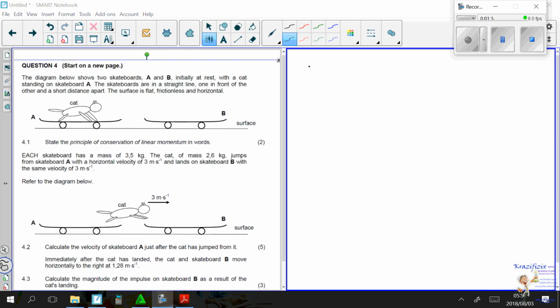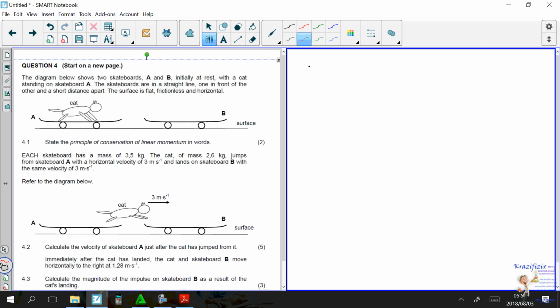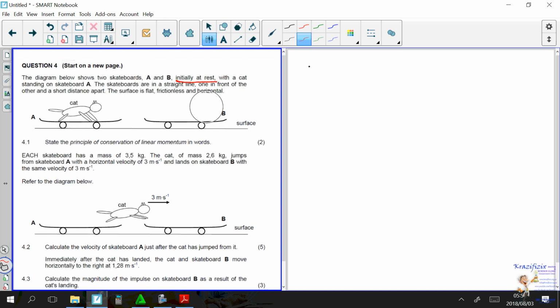Now this question is talking about momentum. The diagram below shows two skateboards, A and B, initially at rest. Let's try to always analyze "initially at rest", with a cat standing on skateboard A. The skateboards are in a straight line. Why are we talking about a straight line? We're going to talk about linear. One in front of the other and a short distance apart. The surface is flat and frictionless. Frictionless talks about an isolated system.